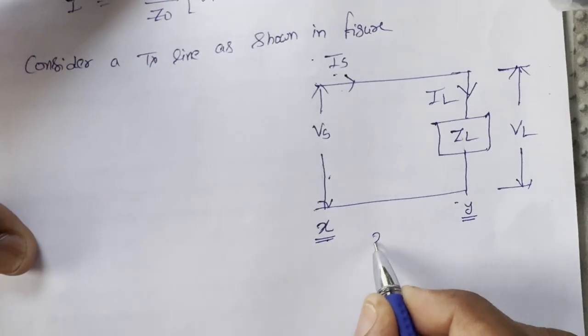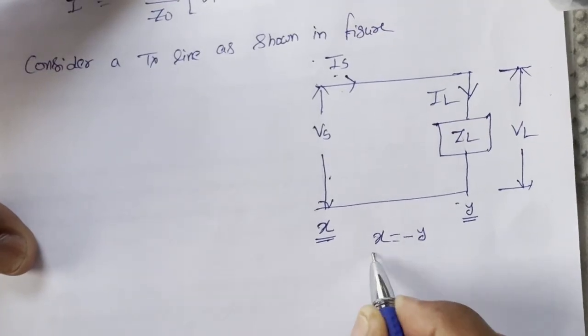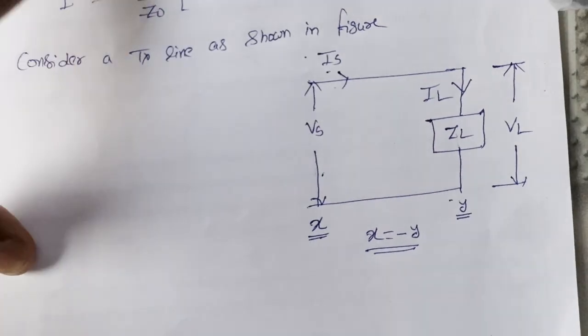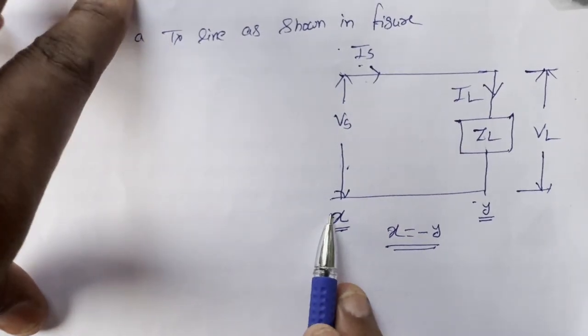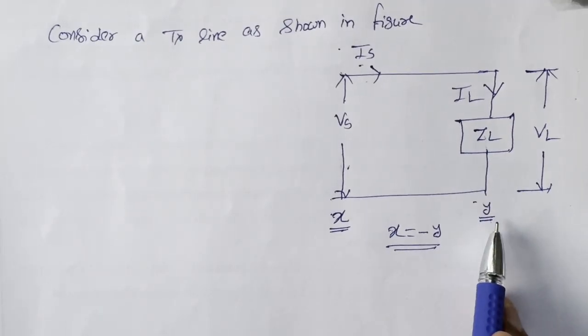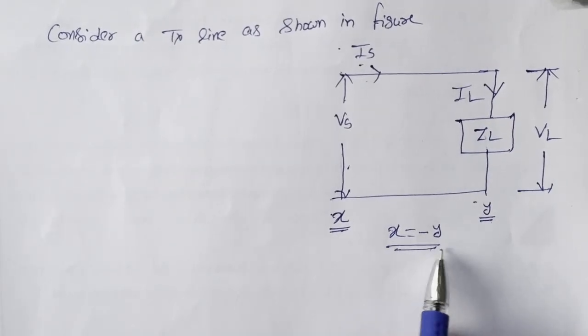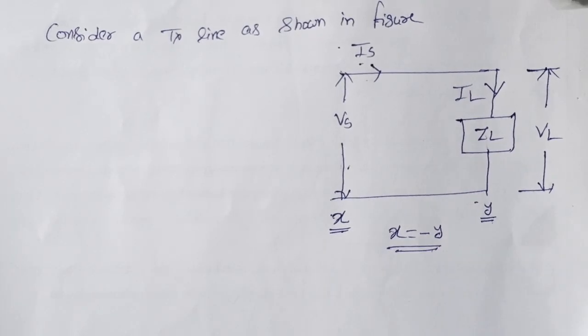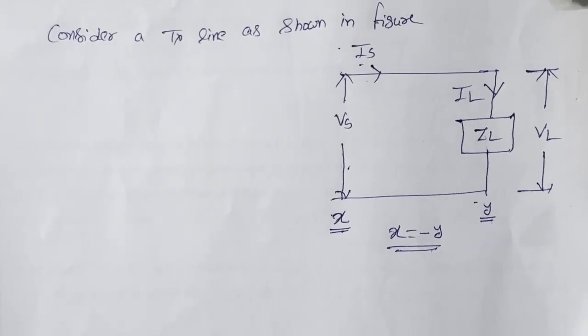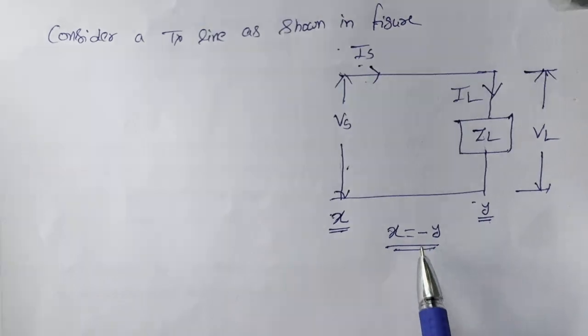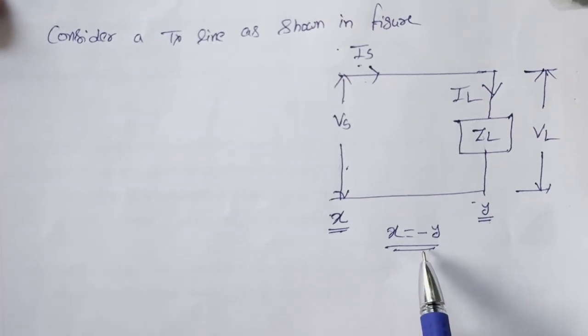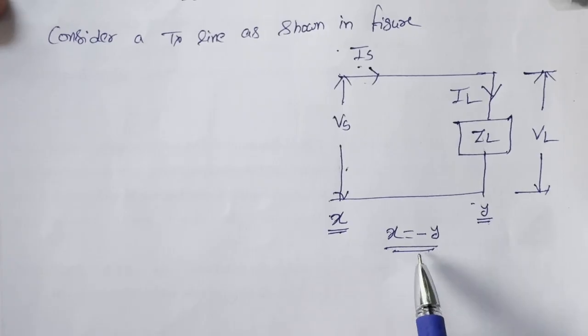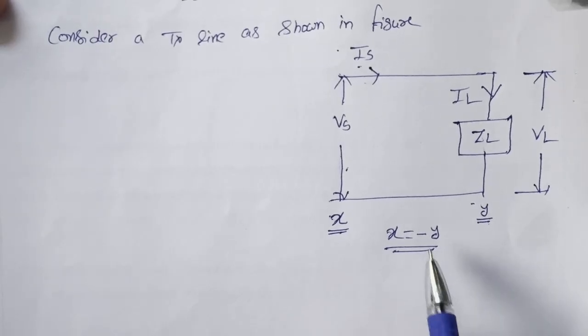Simply, from these we can write X is equal to minus Y. It is the source end, it is the load end. So with these two, X is equal to minus Y. From these relations I am writing a few parameters. From the figure, here the value of X is equal to minus Y. Now I am substituting this value in equation number 2 and 4.